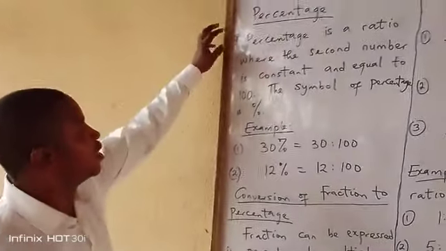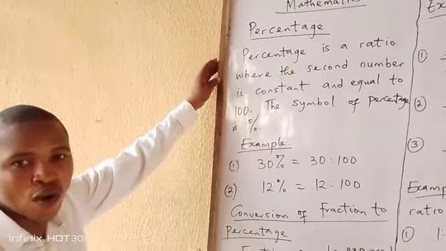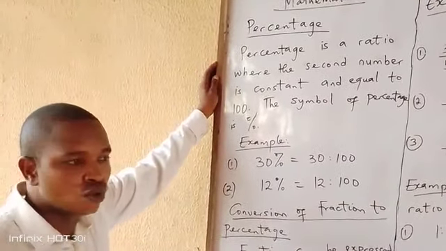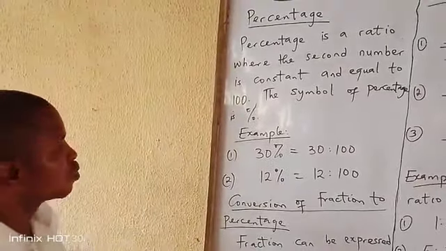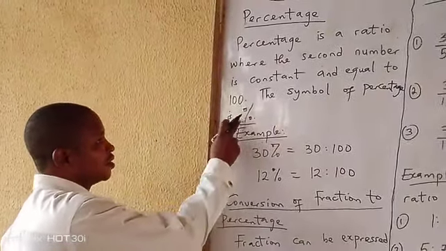Today, we are going to consider percentage as a topic. What is percentage? Percentage is a ratio where the second number is constant and is equal to 100. And you need to take note, this is the symbol of percentage.